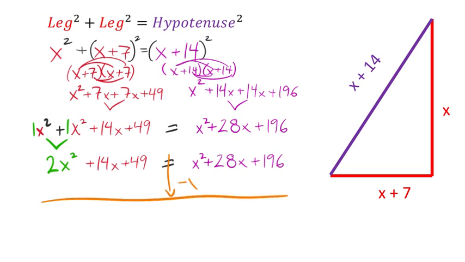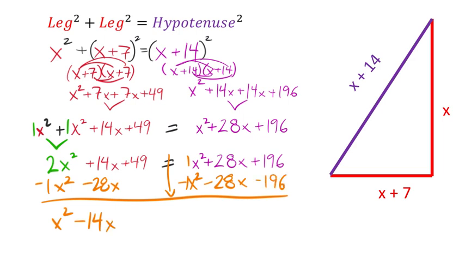So the first x squared, I'm going to subtract x squared from both sides. Really, it's a 1x squared. So minus a 1x squared there is going to leave me with a regular 1x squared, but we'll just make that a phantom one right there. And then the 28x, we're going to zero that out. So minus 28x gives us negative 14x. And then also minus 196 from both sides.